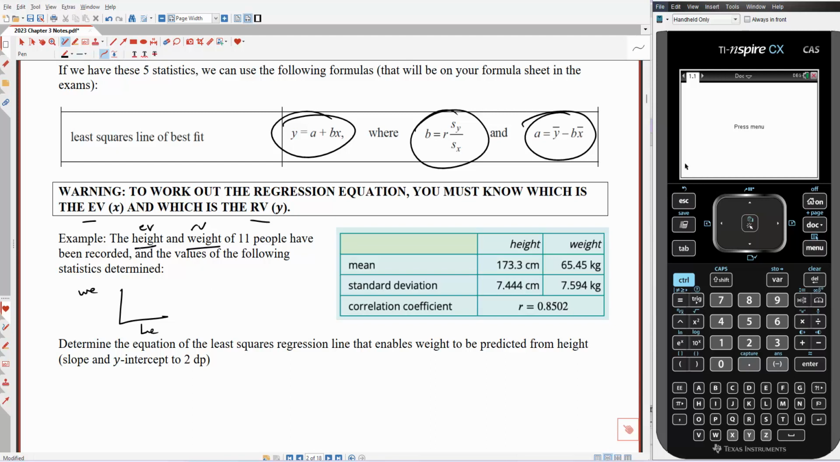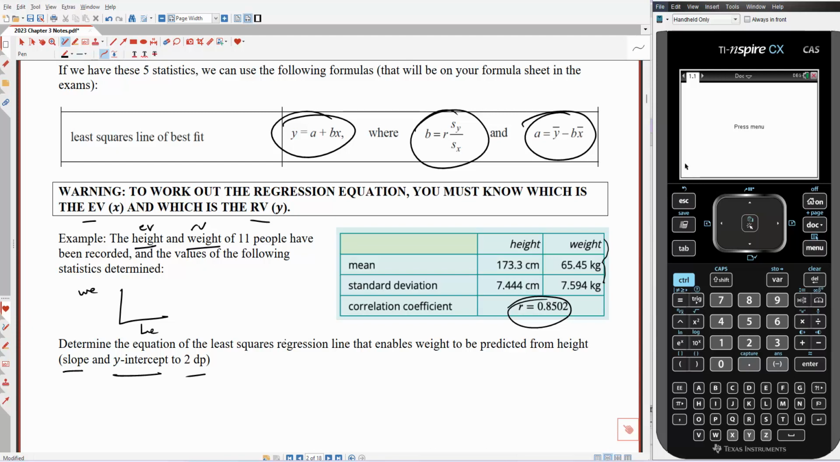All right, so what they've got is the mean of the height and the standard deviation of the height. They've got the mean of the weight and the standard deviation of the weight, and they've also got the R value. So whenever you get these five statistics, you can determine the equation of the least squares regression line, and we want the slope and the y-intercept to two decimal places.